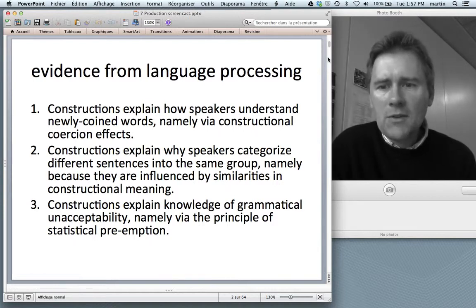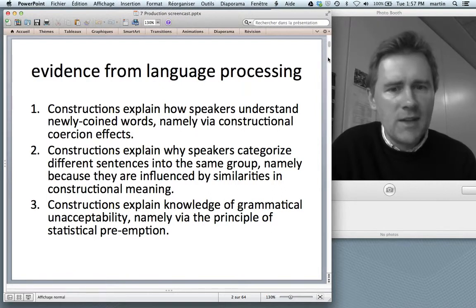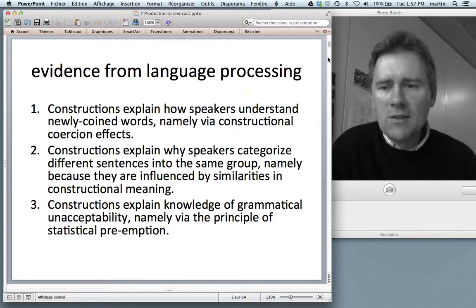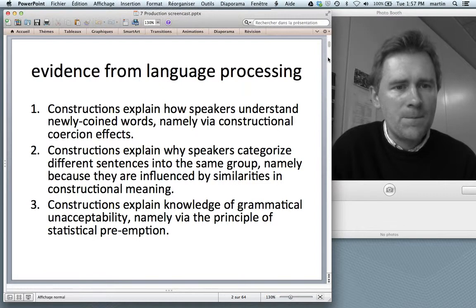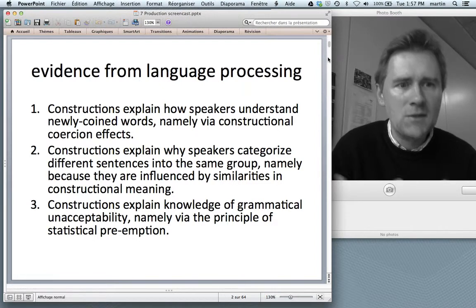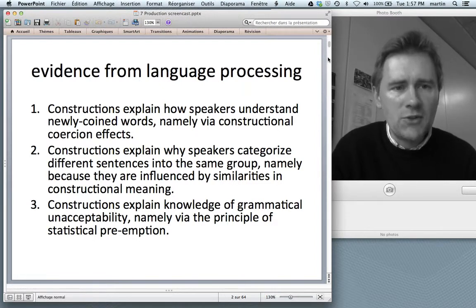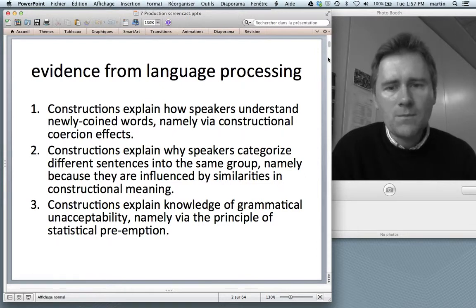Second, constructions explain why speakers categorize different sentences into the same group, say if you give them a sorting task, because they're influenced by similarities in constructional meaning. So the sorting results suggest that argument structure patterns carry meaning in themselves and that this meaning serves as a cue for the sortings that people come up with.